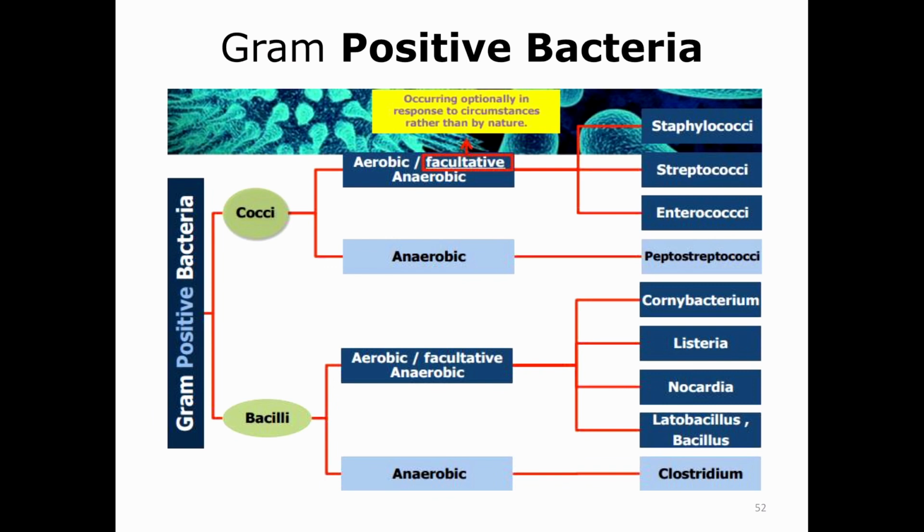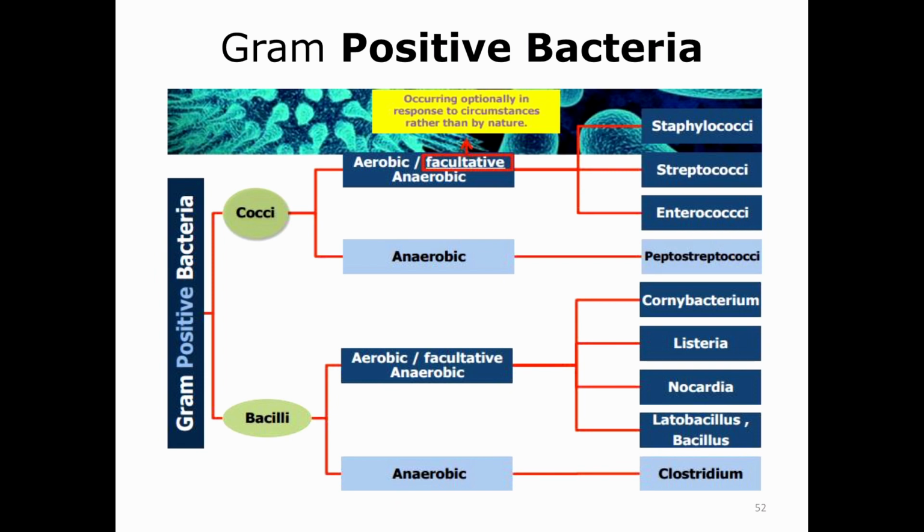So we are going to look at the gram-positive bacteria, and we may have gram-positive bacteria being cocci or gram-positive bacilli. And if it is gram-positive cocci, it may be aerobic or facultative anaerobic bacteria. It may also be what? Anaerobic bacteria.